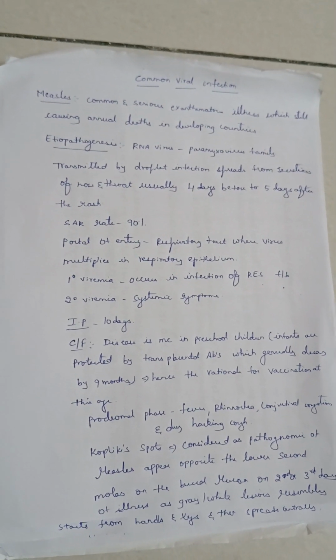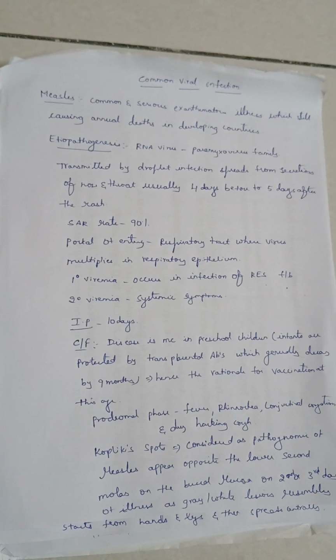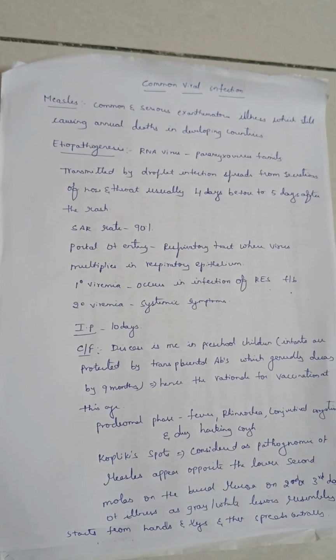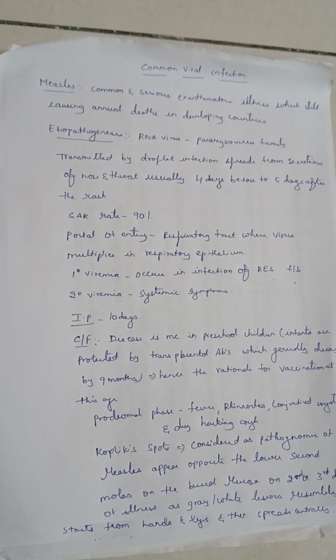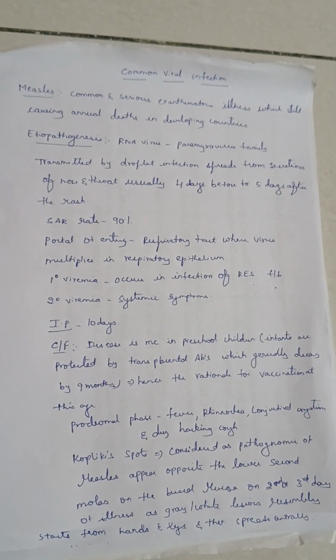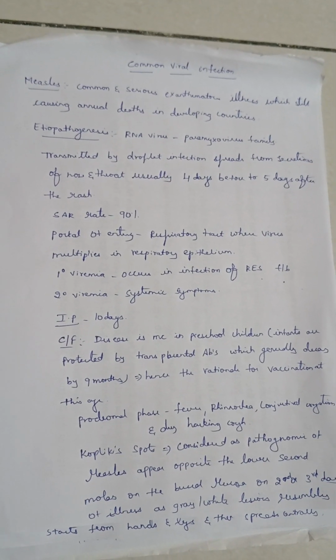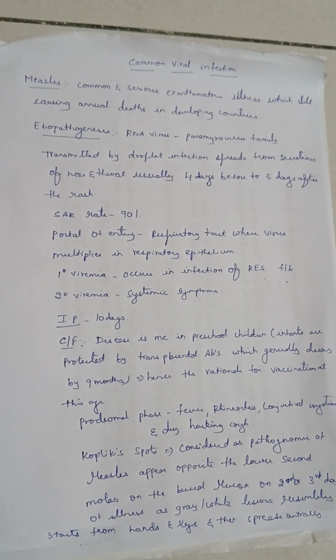As we all know, what is the secondary attack rate? It is the rate at which the disease is transmitted from the affected individual to the susceptible contact, which is very high. Measles is highly contagious, usually 90%. The main portal of entry is the respiratory tract, where the virus multiplies in the respiratory epithelium.